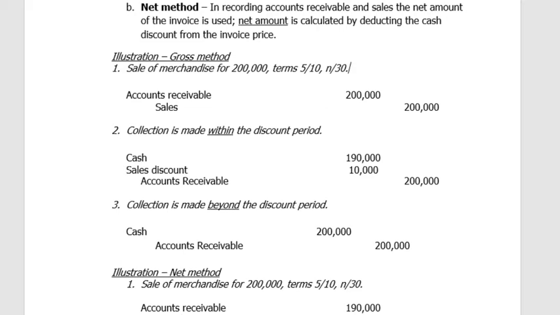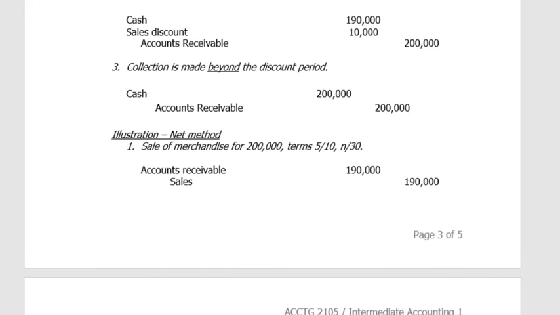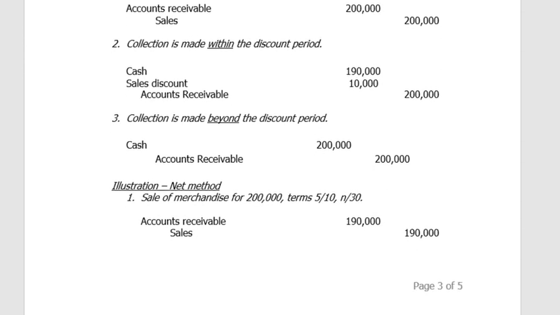What if the collection is made beyond the discount period under number 3? O di wag ka mag-recognize ng sales discount. You just have to eliminate your receivable account. You debit cash 200,000 and then you credit accounts receivable 200,000, kasi nga wala nang discount. Okay, madali under the gross method, this is simple. However, under the net method, anong sinasabi niya? For example, this is the same scenario pero iba ang treatment under the net method.